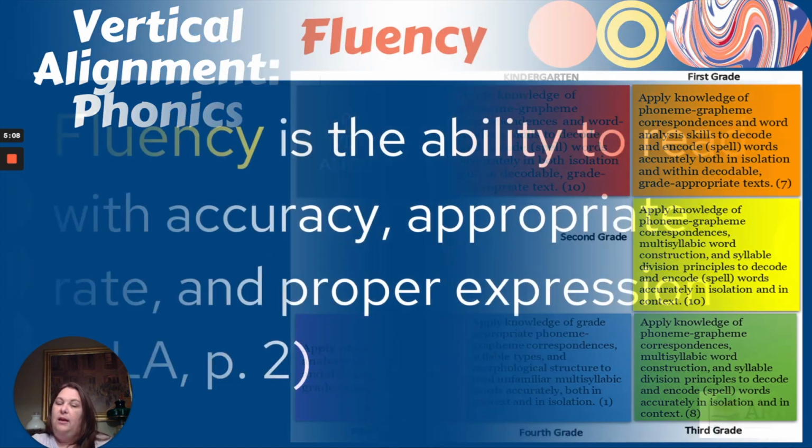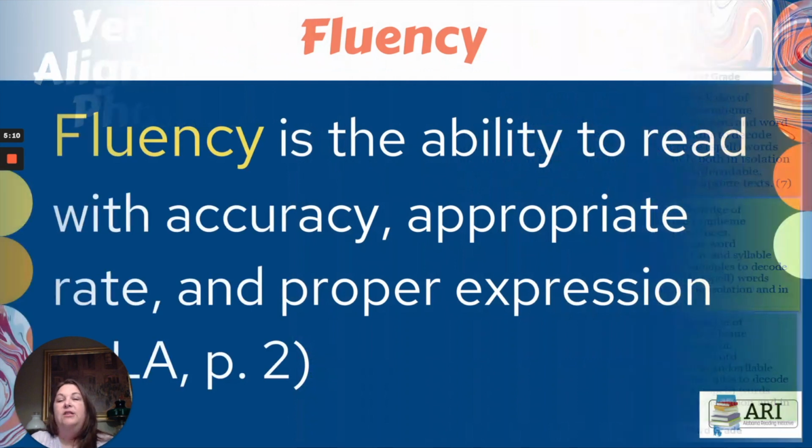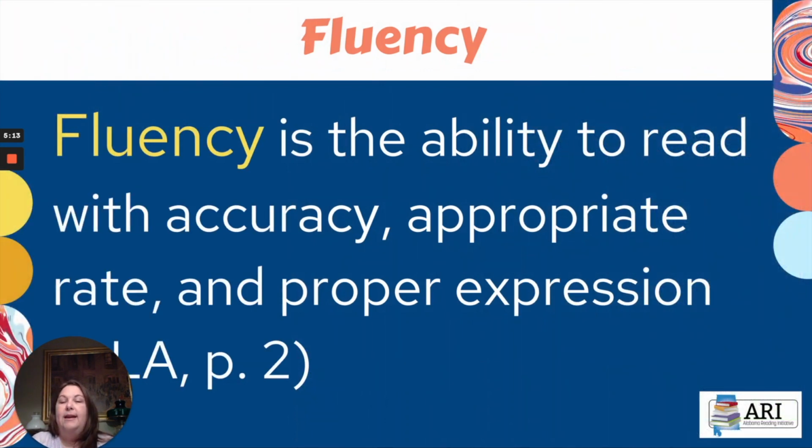Now let's talk about fluency. Fluency is the ability to read with accuracy, appropriate rate, and proper expression. Why is fluency important? The goal of fluency instruction is to make the reading of words and sentences effortless, so that a child can attend to what the text means. Sufficient amounts of reading and rereading text is the best way to help children develop automaticity and reading ease so that they can focus on building meaning. Children who read more fluently read more.